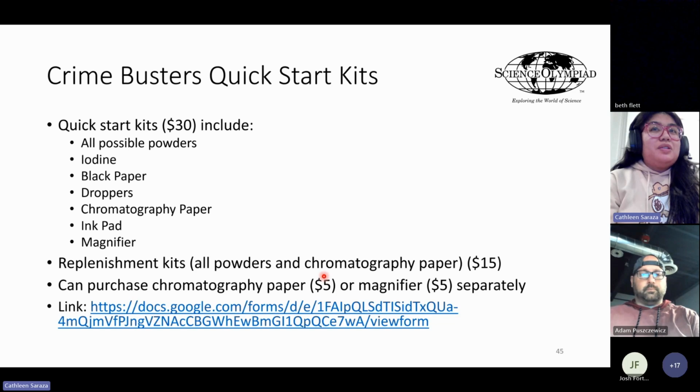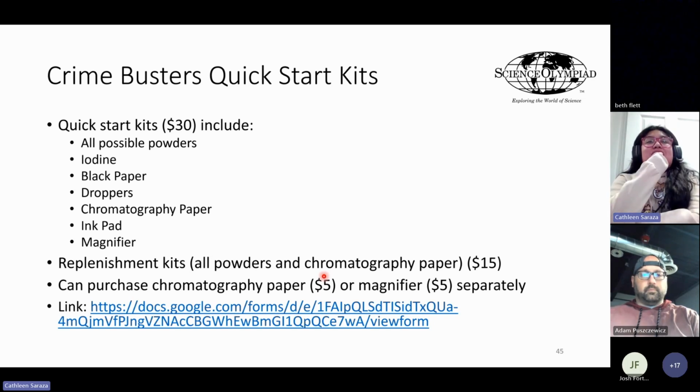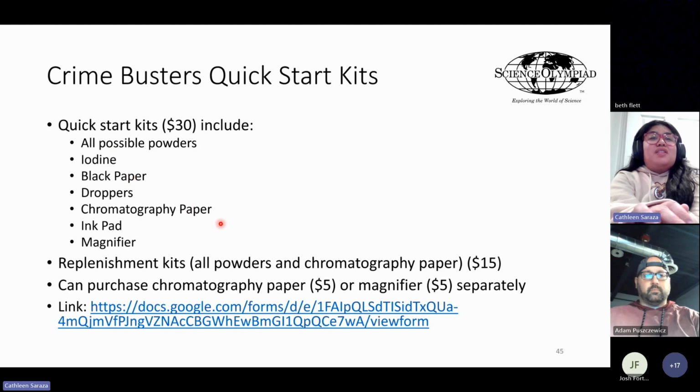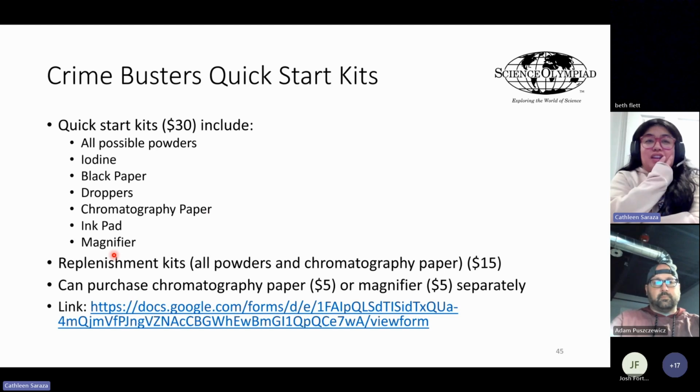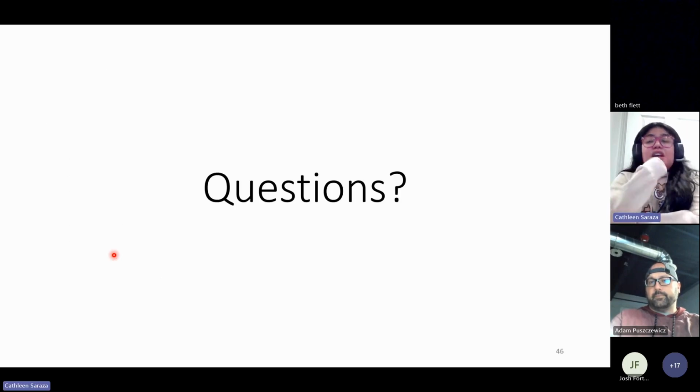And there are still quick start kits for Crime Busters that can be purchased. So just make sure that if you want a quick way to start practicing with your students, you'll be provided all the possible powders, the iodine, black paper, chromatography paper for the ink separation, as well as other items that can help you guys. You can find it on the Science Olympiad website. And I'm wondering if there's any other questions that you guys have about anything with this event.